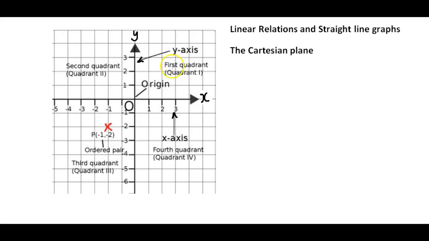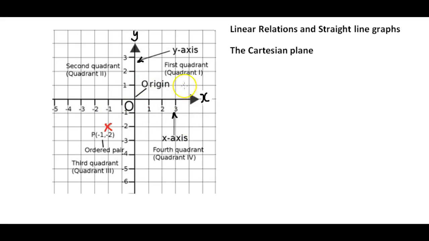The first quadrant is here, where both the x and y values are positive. The second quadrant is here, where the x value is negative and the y value is positive. The third quadrant is in here, where both coordinates are negative. And the fourth quadrant is over here, where the x is positive and the y is negative.